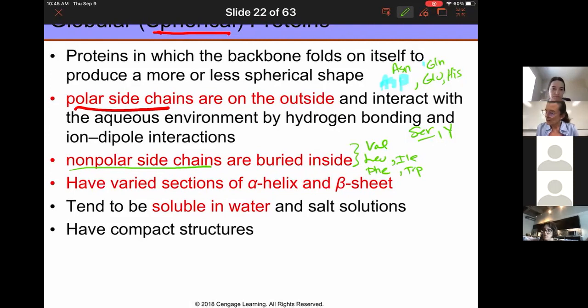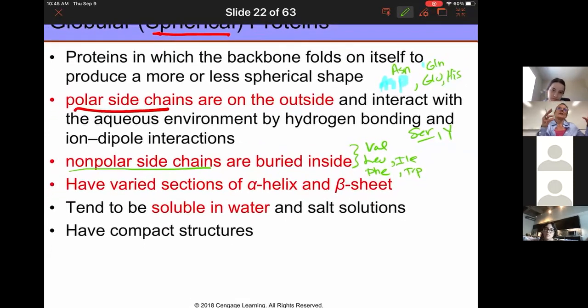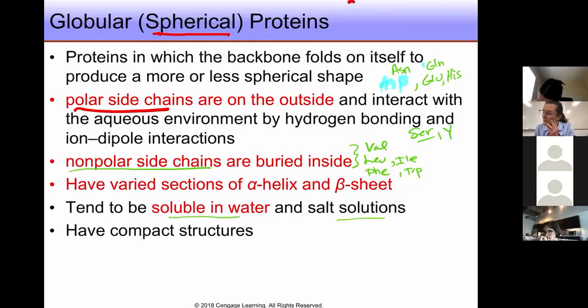Okay, and so the globular proteins. Remember, keratin is a coiled coil of helices. Collagen is a triple helix. That's pretty much the only secondary structure. Silk is mostly beta sheet. Most globular proteins will have both helix and sheet. Not all of them, but they generally have mixtures of alpha helix and beta sheet. And they tend to be soluble in water and in salt solutions, and they have compact structures.